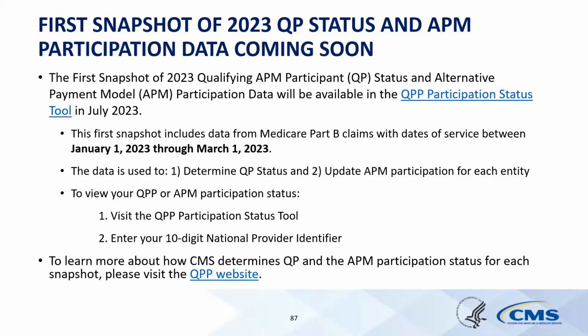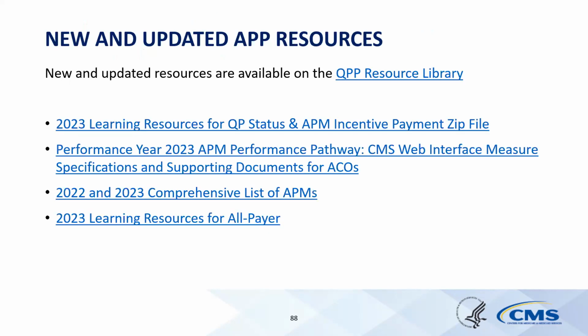The first snapshot of the 2022 qualifying APM participant status and alternative payment model participation data will be available in the QPP participation status tool in July. The first snapshot includes data for Medicare Part B claims with dates of service between January 1st and March 1st, 2023. The data is used to determine QP status and update APM participation for each entity. To view your QP or APM participation status, you can visit the participation status tool and enter your 10-digit national provider identifier. To learn more about how CMS determines QP and the APM participation status for each snapshot, visit the QPP website.